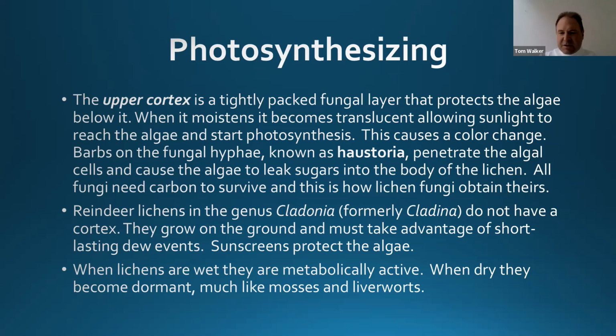So reindeer lichens in the genus Cladonia do not have a cortex. They grow on the ground and must take advantage of short-lasting dew events. They actually produce sunscreens to help protect them from excess ultraviolet. So when lichens are wet, they're metabolically active, and when dry, they become dormant, and they can be very, very hardy when they're dry.